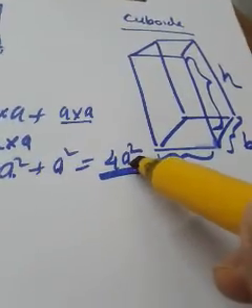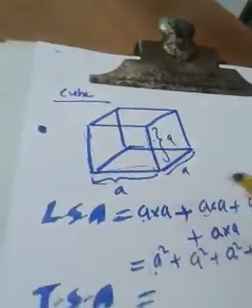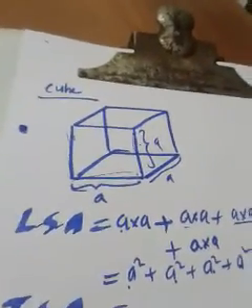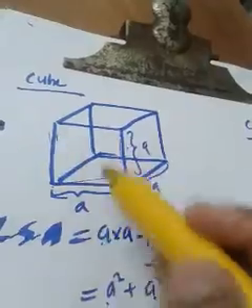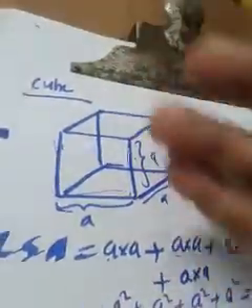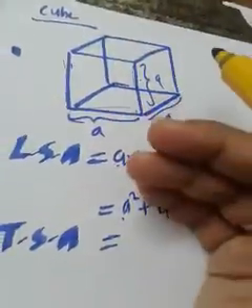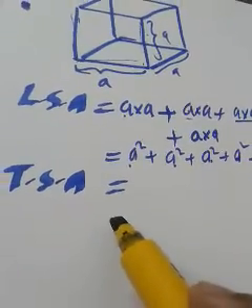Here A stands for side of the cube. You may have understood. So in order to get the lateral surface area, we are supposed to add all the areas of all the side faces, and it is found that all the side faces are squares. And how will we get total surface area?